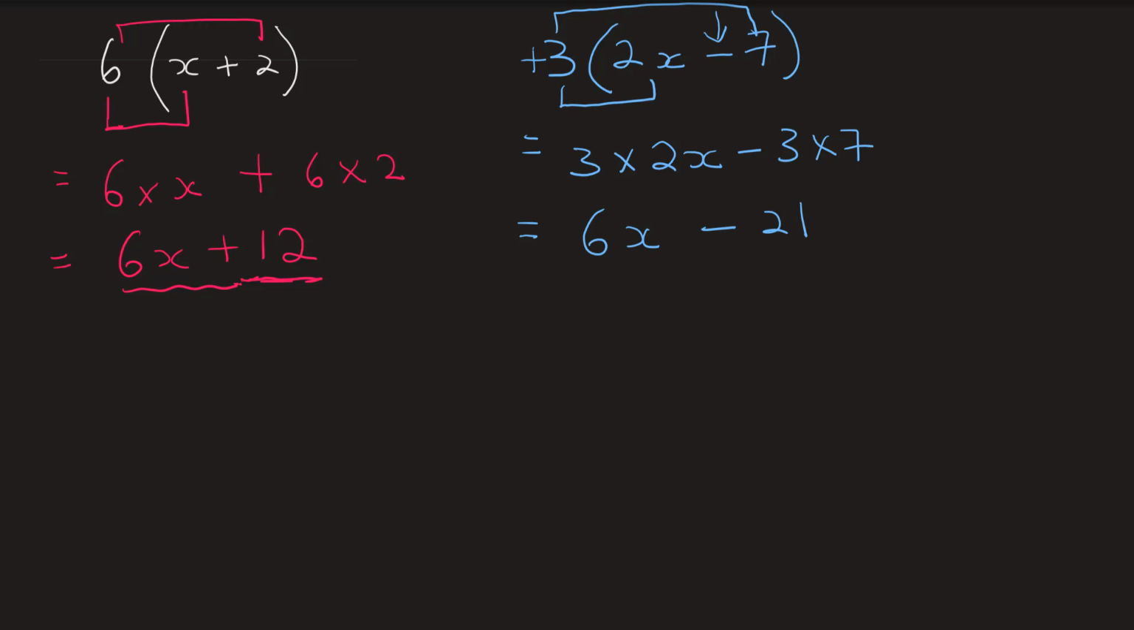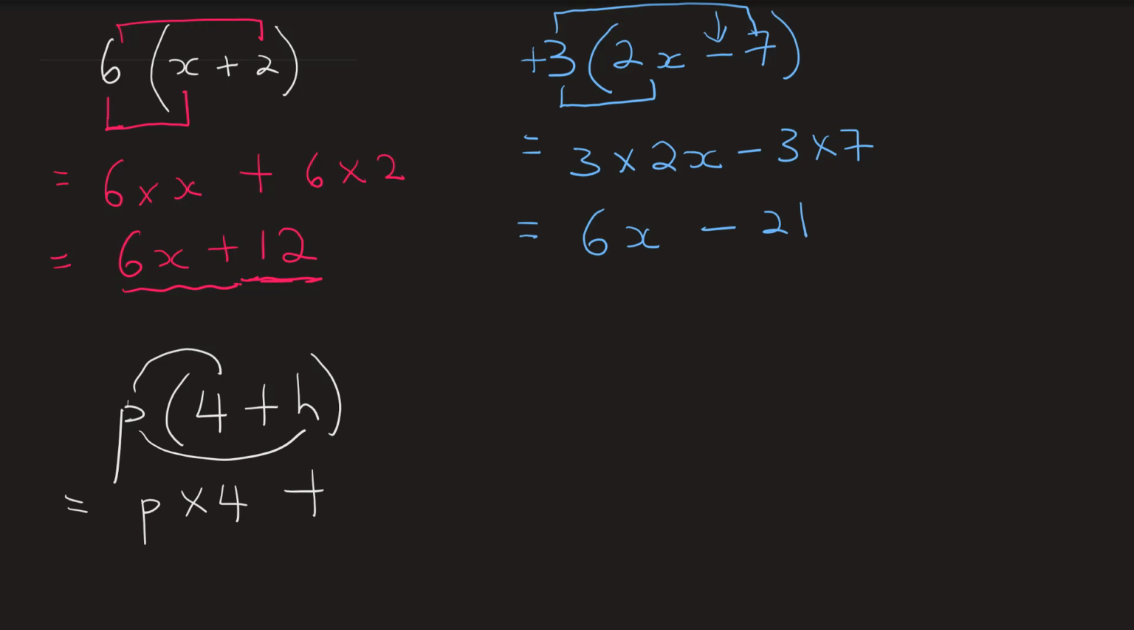Let's try another one. p outside of 4 plus h is equal to this first one, p multiplied by 4 plus second one, p multiplied by h, and that gives me 4p plus hp. Let's do one more.